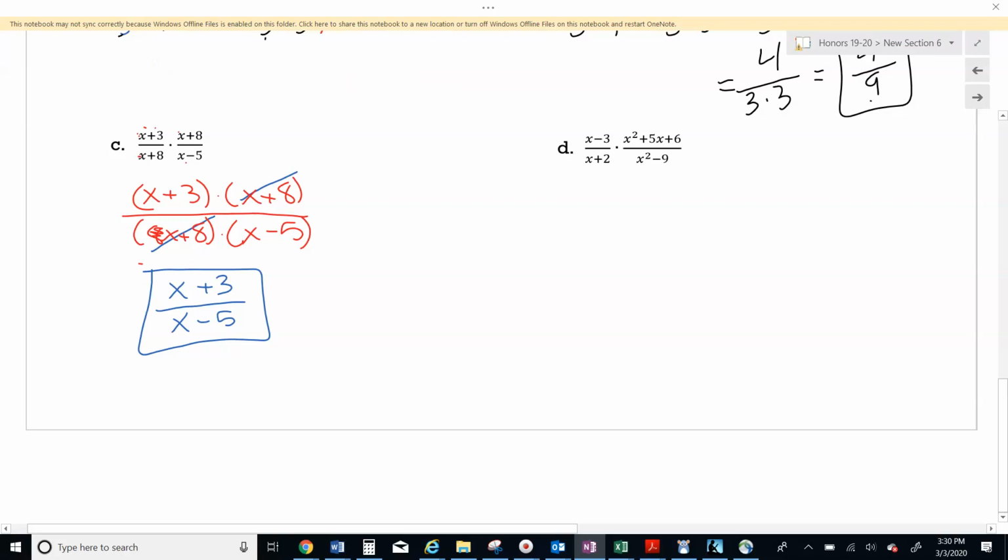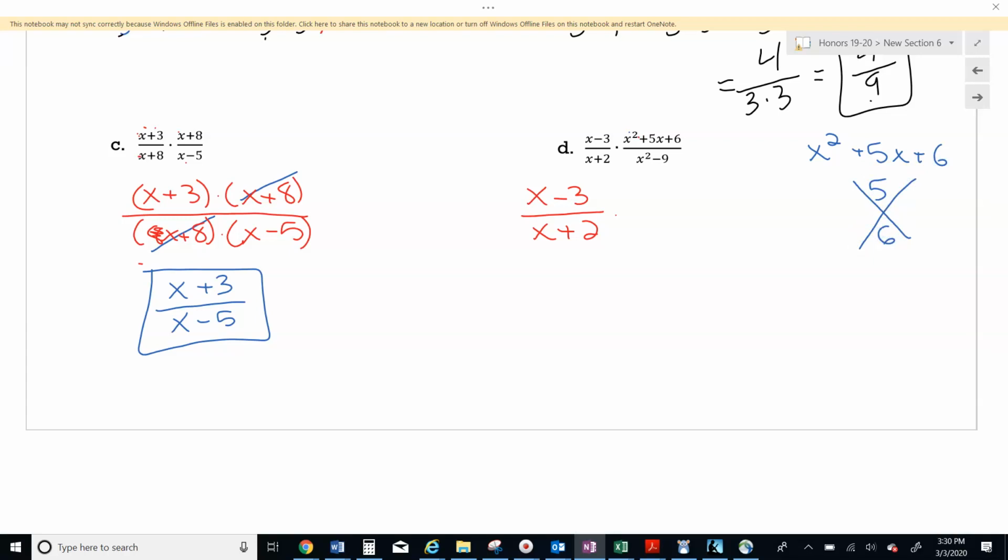Looking at D, I have x minus 3 over x plus 2. Again, both of those are just basic. Here I have x squared plus 5x plus 6. That is a quadratic. I have to factor it. Let's do it over on the side. I'm adding to 5, multiplying to 6. My two things that add to 5 and multiply to 6 are 2 and 3. So that's x plus 2, x plus 3. Okay. So that came from here.